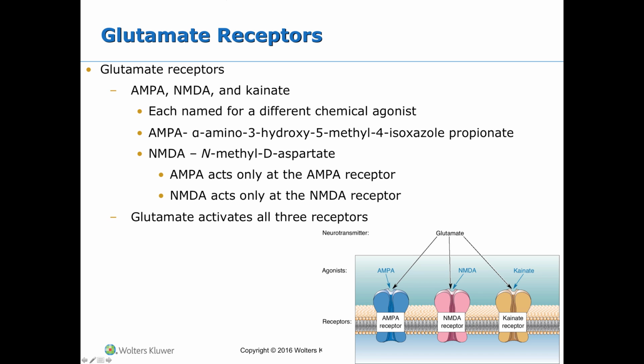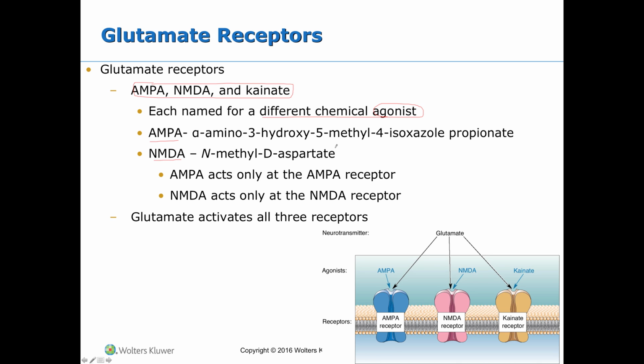There are 3 different subtypes of glutamate receptors. You have AMPA, NMDA, and kainate receptors. Each of these is named for a different chemical agonist, meaning a specific chemical that is able to bind and activate. AMPA stands for alpha-amino-3-hydroxy-5-methyl-4-isoxazole propionate. Conveniently, we just call it AMPA.